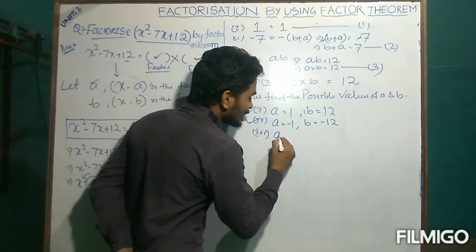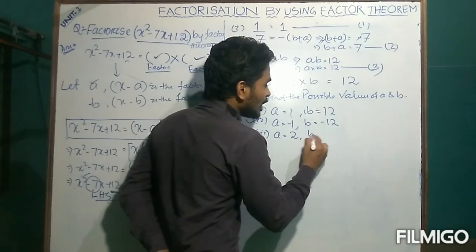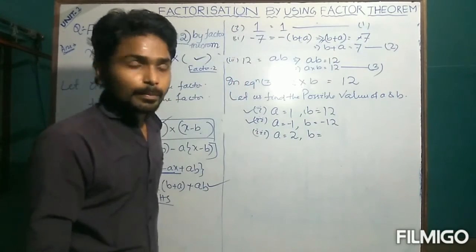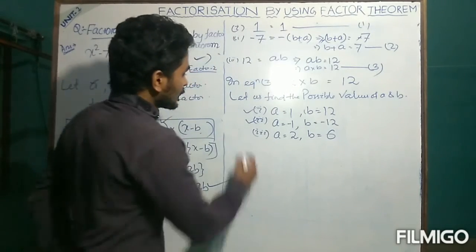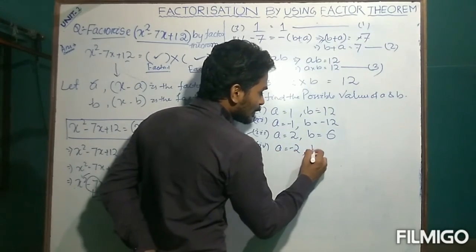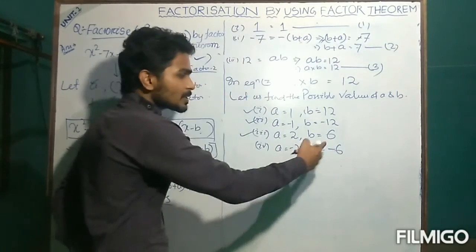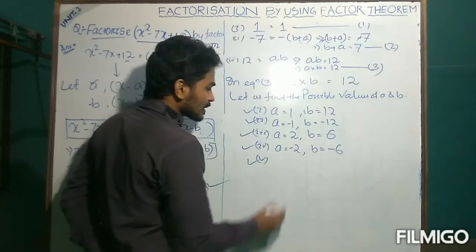In the third assumption, we can take A to be 2. If we take A as 2, then B will be how much so that the result will be 12? Maybe 6, because 2 sixes are 12. This is the third assumption. Or we can take A is equal to minus 2, then B will be minus 6. Minus 2 into minus 6 is 12. This is the fourth assumption.